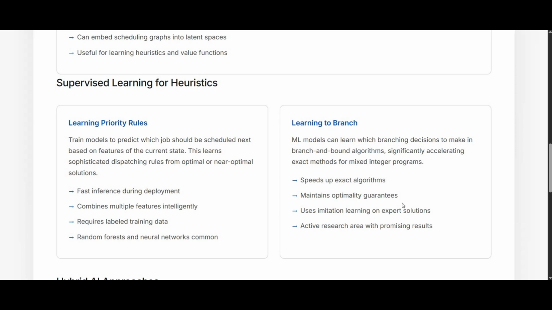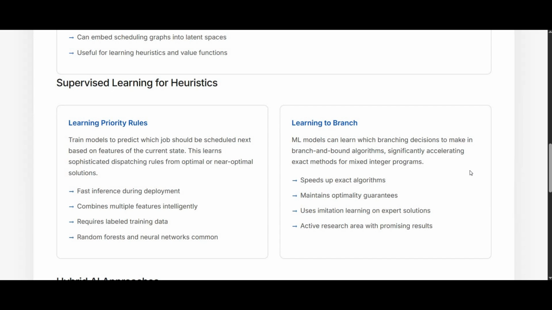Then we've got learning to branch. What's that? This one connects to exact optimization methods like branch and bound algorithms, which are used in solving mixed integer programming problems. Normally, these algorithms explore a massive decision tree, deciding where to branch at each step, and that can be computationally expensive.